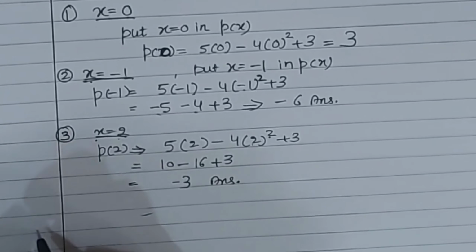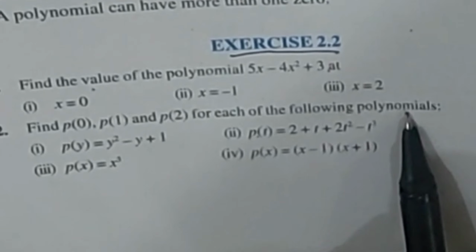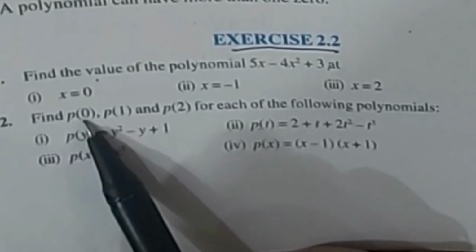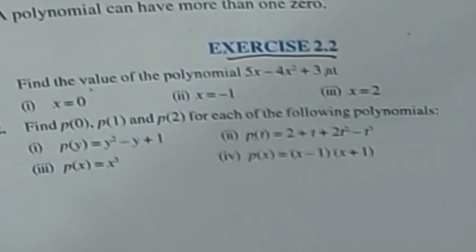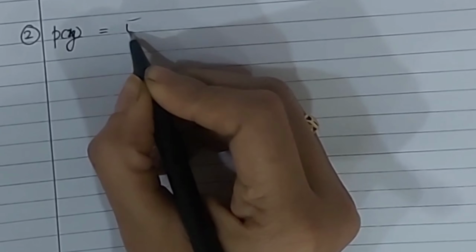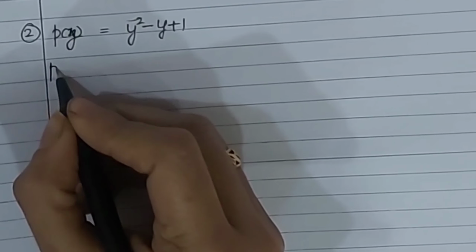Now next question is find P0, P1, P2 for each of the following polynomials. We have these 4 polynomials. We have to find different values when we have x as 0, 1 or 2. So first polynomial is Py in the form of y, we have is equal to y square minus y plus 1. So what would be P0?